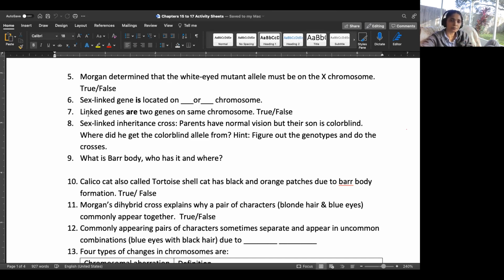Question number 9. Okay, number 9, what is a Barr body? Who has it and where? The inactive X in each cell of a female condenses into a compact object called a Barr body, and the female cell has it. Continue. Yes, female cells, a female has it, and where? It's inside the nucleus, and it's on the X chromosome.